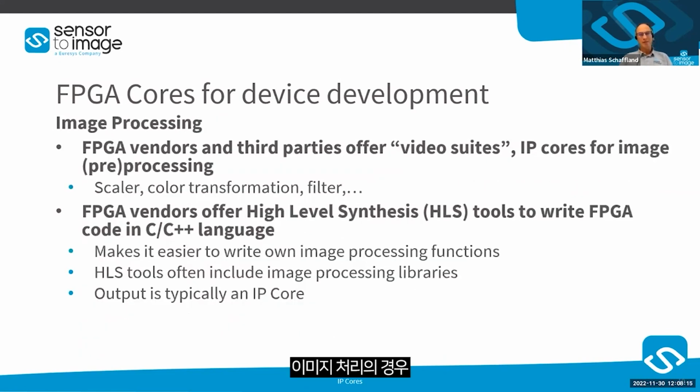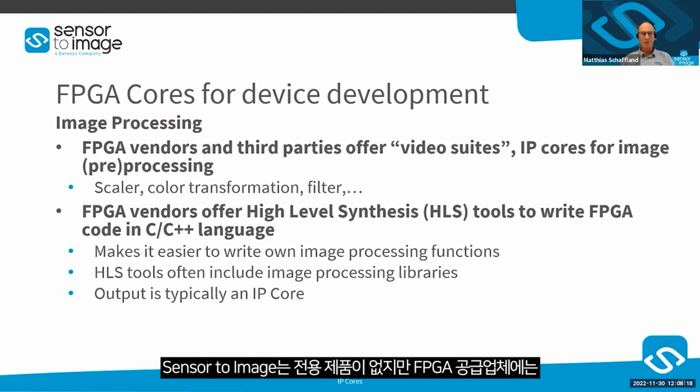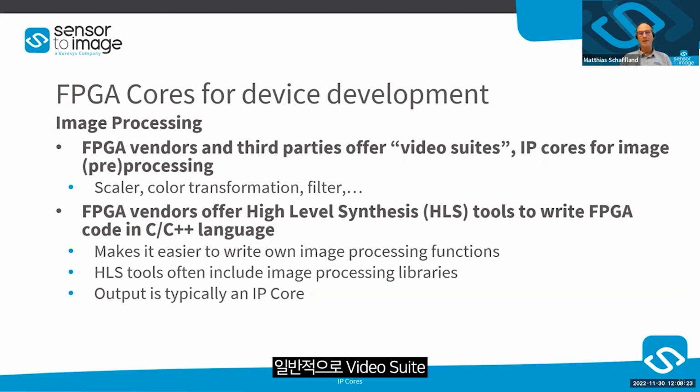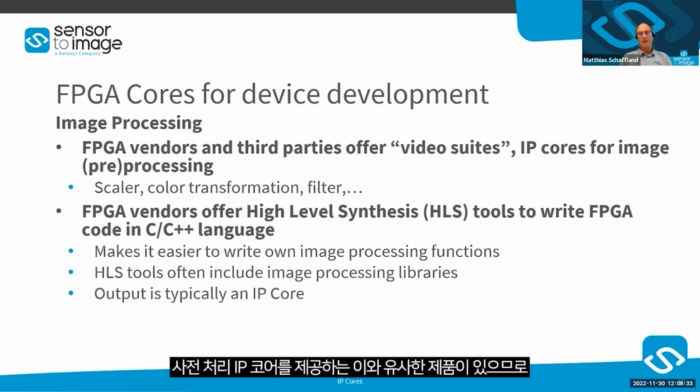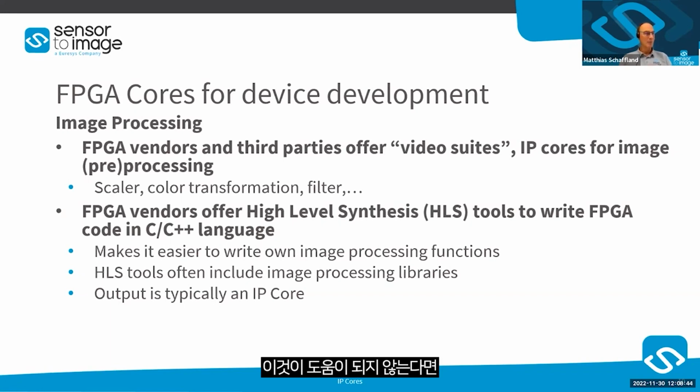For image processing, we at Sensor to Image have no dedicated offering, but FPGA vendors typically have products called Video Suite or something like that, where they offer some pre-processing IP cores like scaler, color transformation, filters, and so on. So that could be licensed directly from the FPGA vendor. If that does not really help, you are, of course, free to develop your own logic inside a camera or embedded receiver.